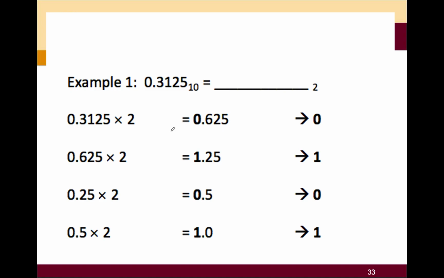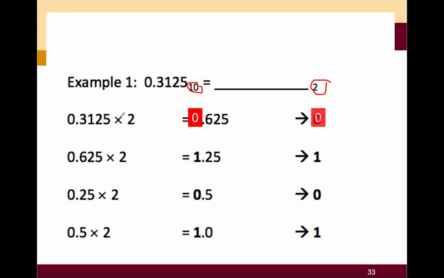So this is the first example. You have 0.3125 base 10, and you need to convert it into binary. So how you're going to do is you need to multiply. The previous method you learned was division. Now you need to multiply for fractional numbers.